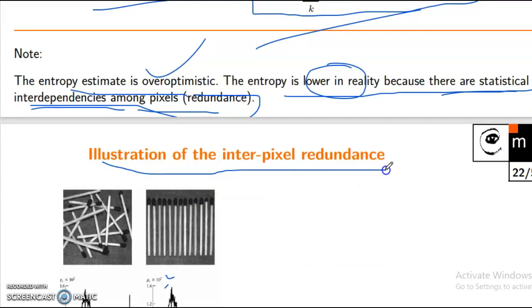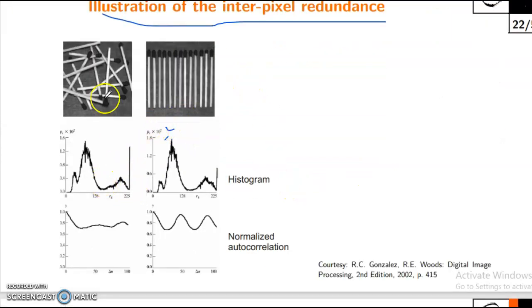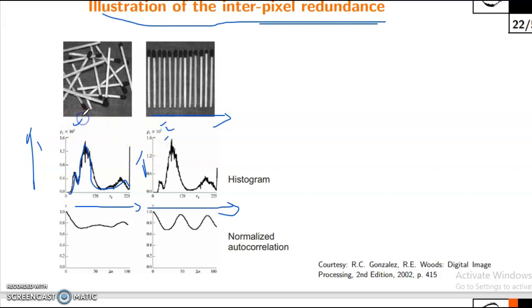Illustration of the inter-pixel redundancy. Here, the pixel values range from 0 to 255, and this is the histogram for this image. Here is the arranged image and this is the unarranged image. For both, the x axis goes to 255 and the y axis is pixels times 10 power 2. Only this one is different, otherwise almost the same.